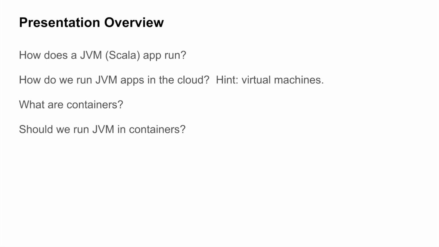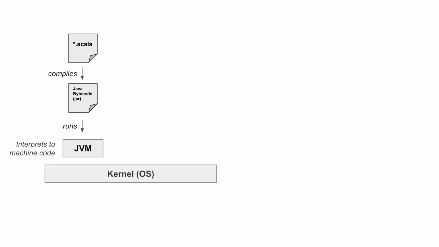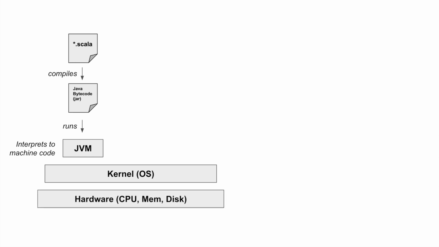So I did some Googling and I found out that with Scala, you start with a Scala source file, the file that you code, and that Scala file gets compiled into Java bytecode, so it's packaged as a jar. This jar is run by the JVM execution engine, which interprets the bytecode into machine code, which is then sent to the kernel, and the kernel runs it on the hardware, so your computer.